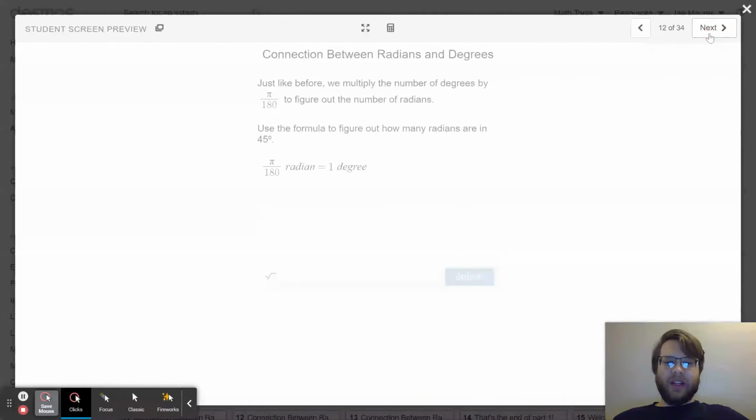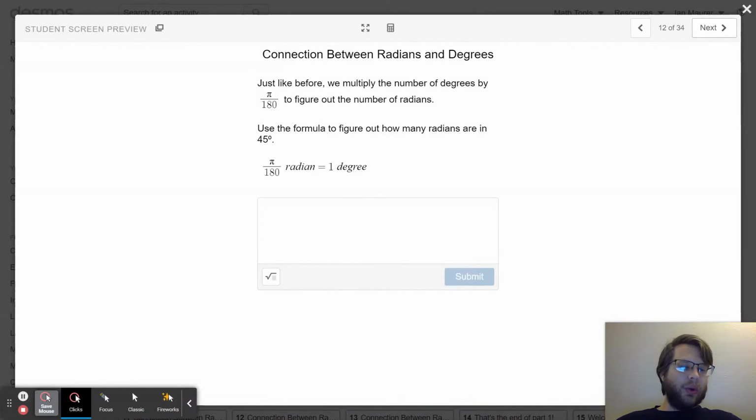Practice your conversion factor in both directions, and you can always refer back to what you'll see later, which is called the unit circle. That will always be something you can refer back to for help.